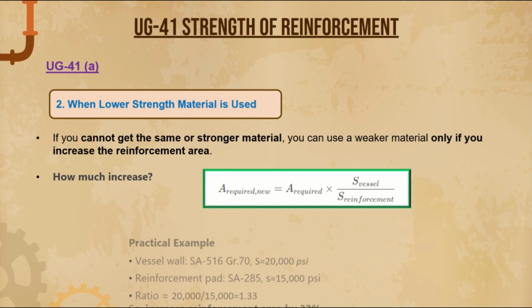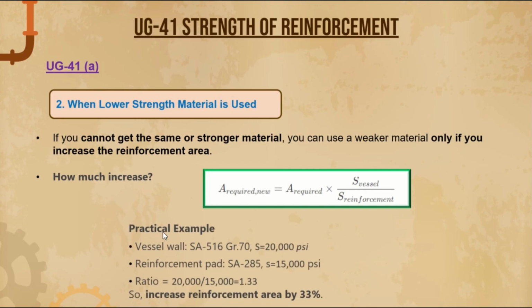For better understanding, here you can see one example. If your vessel wall material is SA516 Grade 70, then S is equal to 20,000 psi. And if your reinforcement pad material is SA285, then S is equal to 50,000 psi. So this is the low strength material we choose here, right? If we calculate this S vessel by S reinforcement ratio, we will get 1.33 as the answer. That means we need to increase the reinforcement area by 33%. I hope you are getting the point.